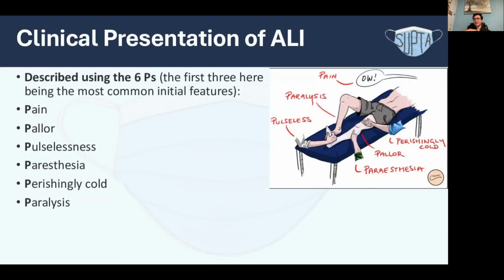And then when it gets a little bit more advanced, somehow you're not picking it up, or the patient hasn't come to the emergency department yet, then paresthesia could happen. It could become piercingly cold. Eventually, this is the latest one, is the paralysis.